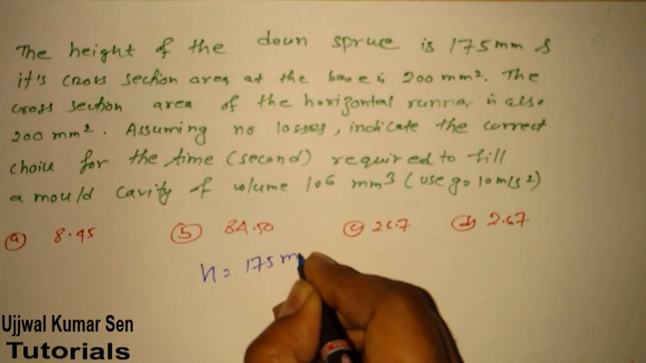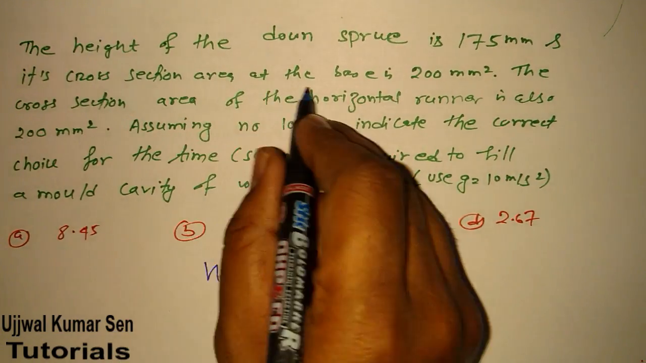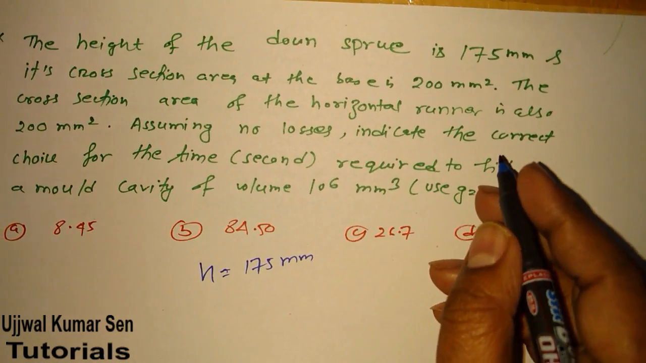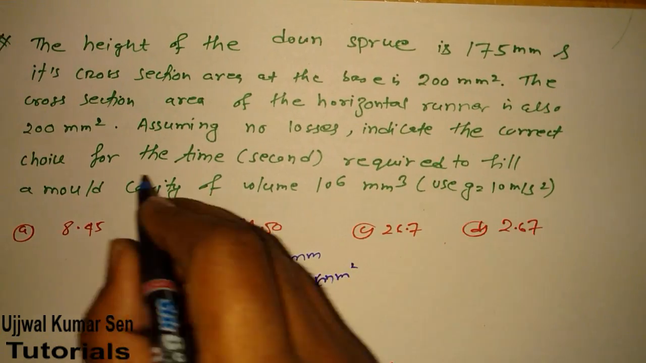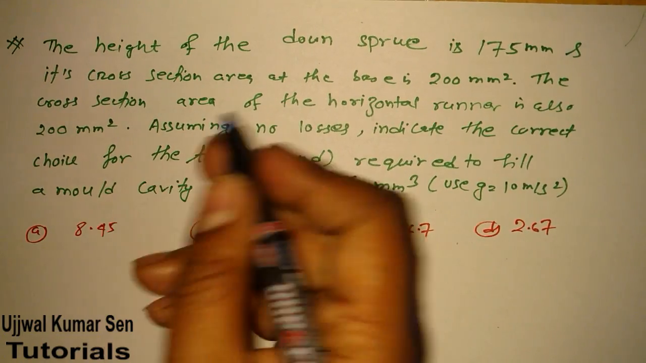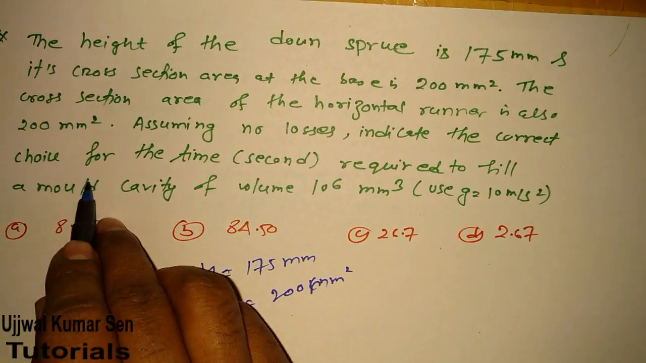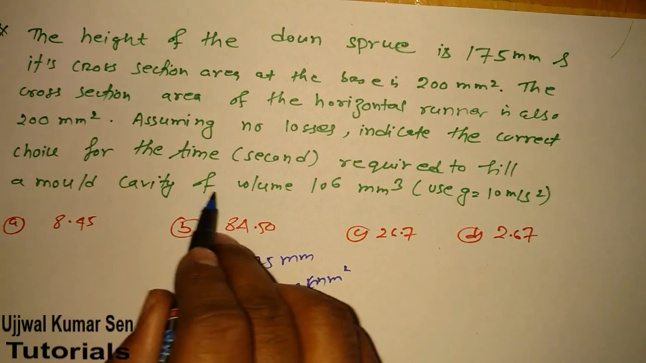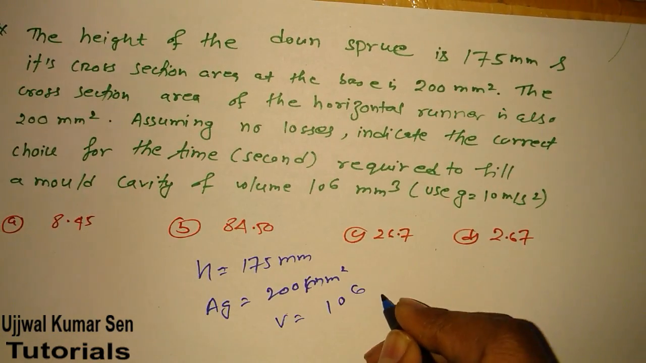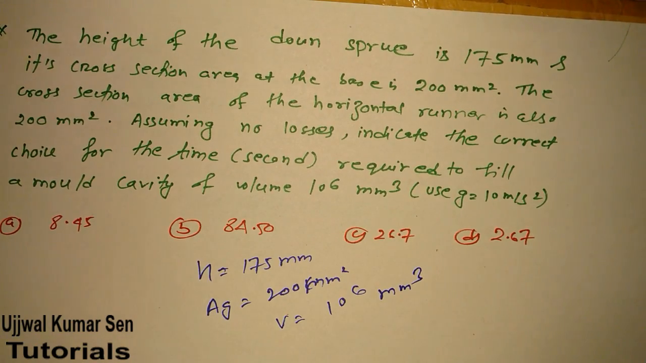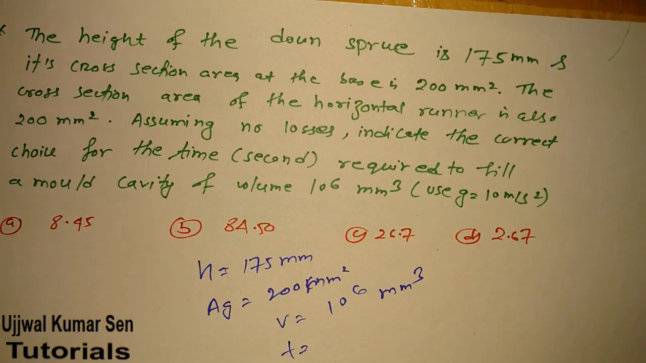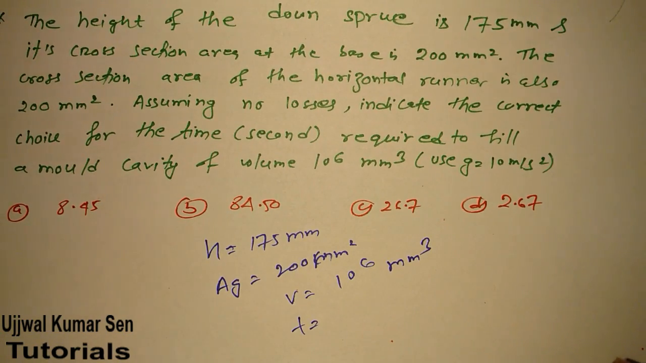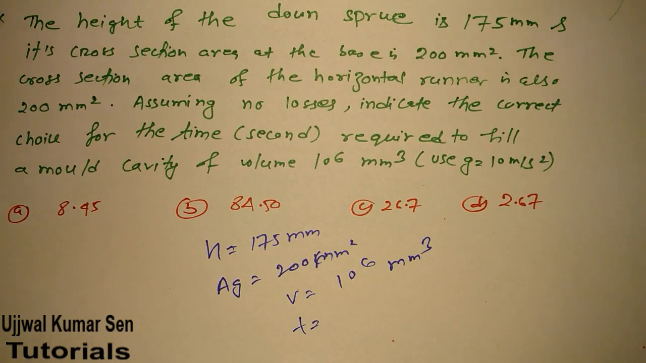So the height of the down sprue is 175 mm, and its cross section area at the base, Az, is equal to 200 mm squared. The cross section area of the horizontal runner is also this. Okay, so assuming no losses, indicate the correct choice for the time in seconds required to fill the mold cavity. So volume is again given, 10 to the power 6 millimeter cube. Unit, you have to check unit, right? And we have to find T, the time taken to fill the cavity. Okay, T, again they are asking T.